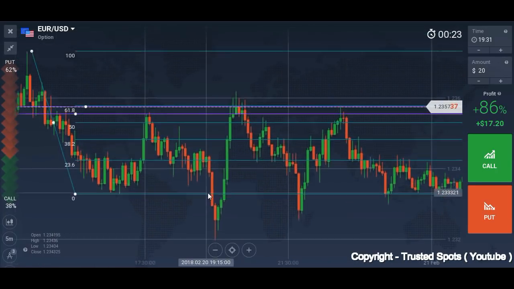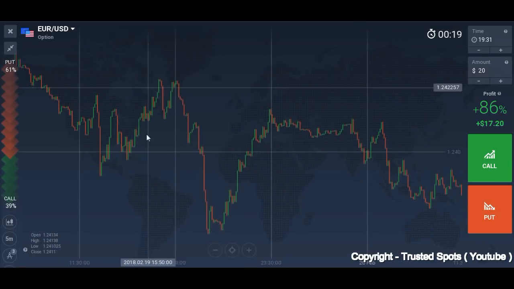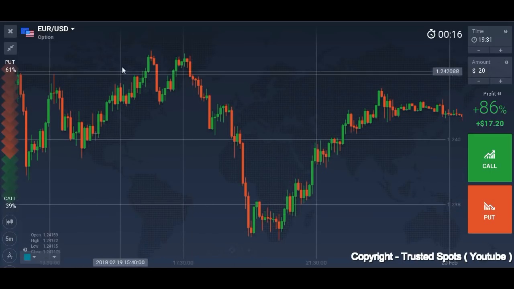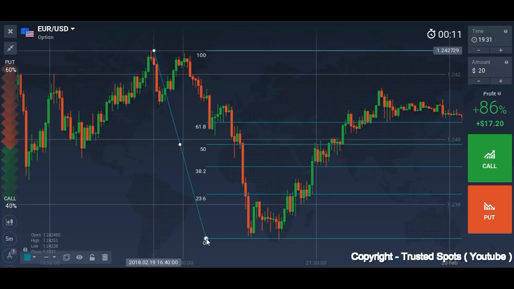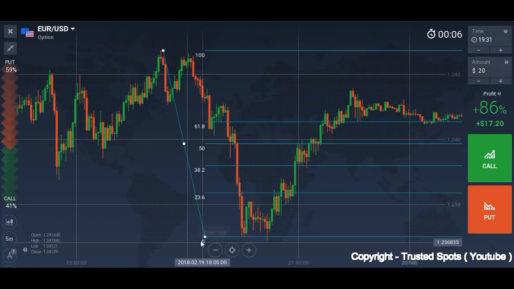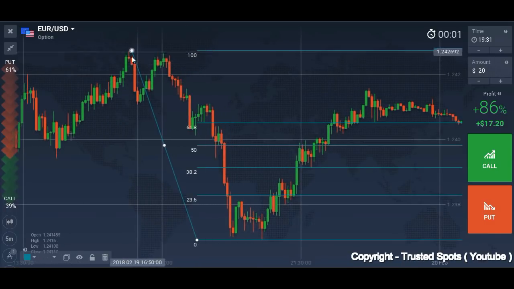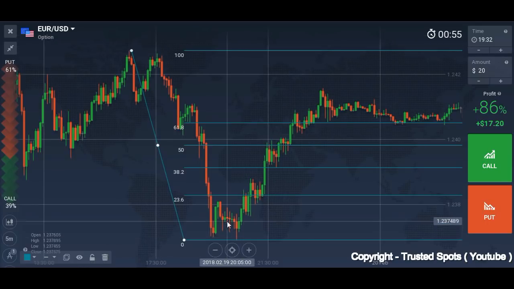Okay, so let's take another example. Okay, we will select this. It seems legit, so let's start from here. Okay, so we have a level. So we have selected, as you can see, it is a downtrend. So we have started from the higher high to the lower low.